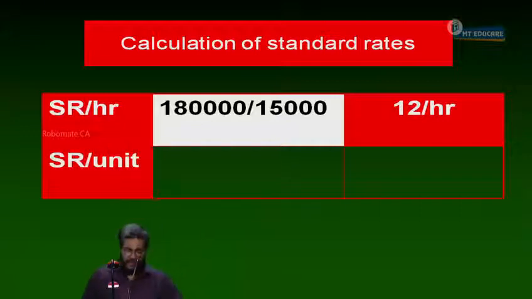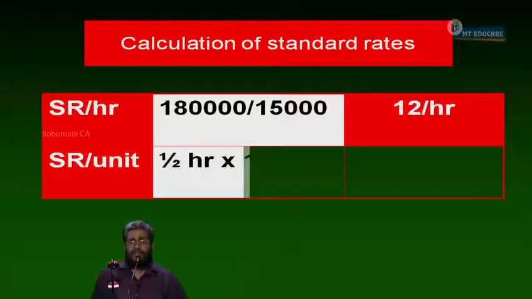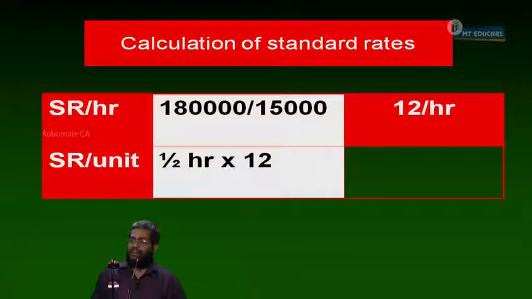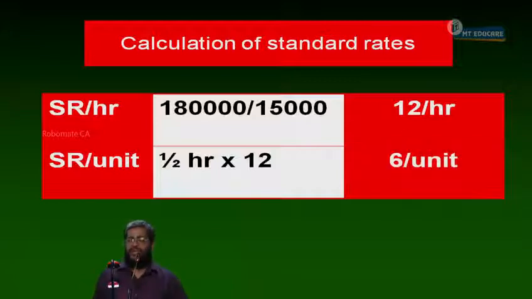Next is SR per unit. It's very simple. For 1 unit, how many hours allowed? Half an hour. 1 hour is 12 rupees. So half an hour into 12 rupees. What is the standard rate per unit? 6 per unit.